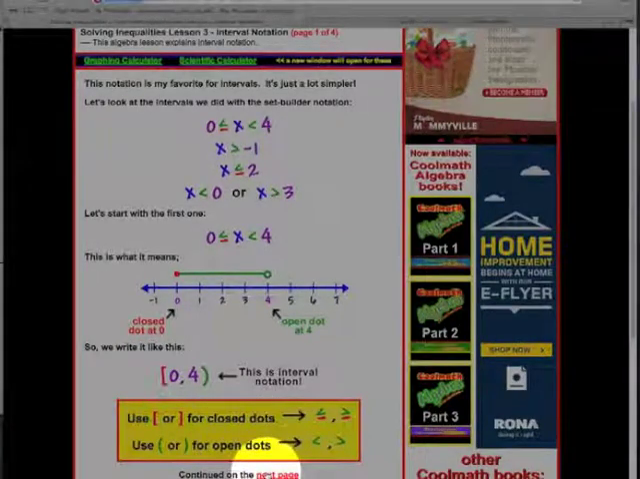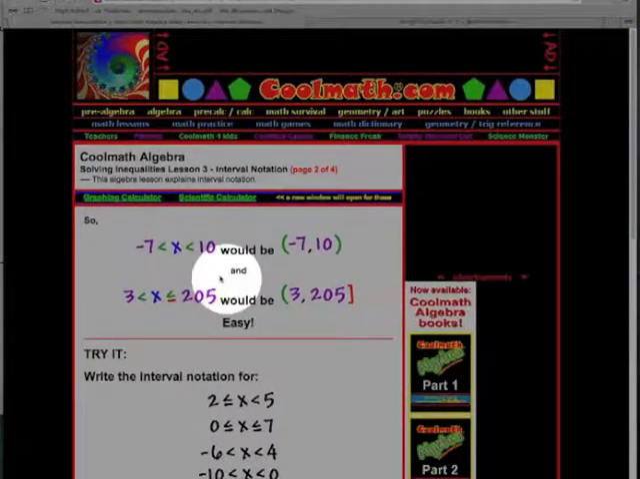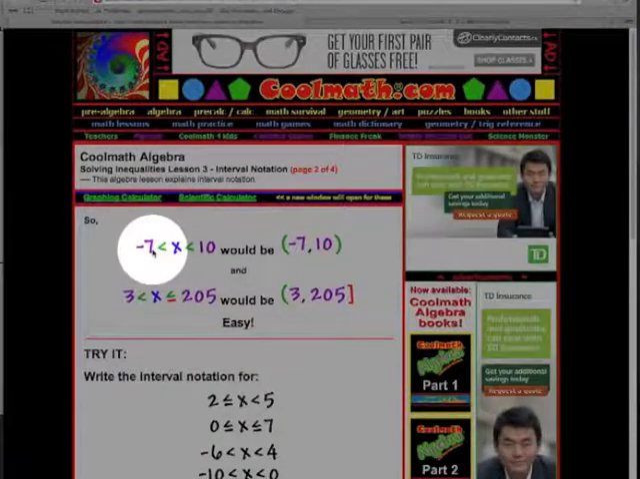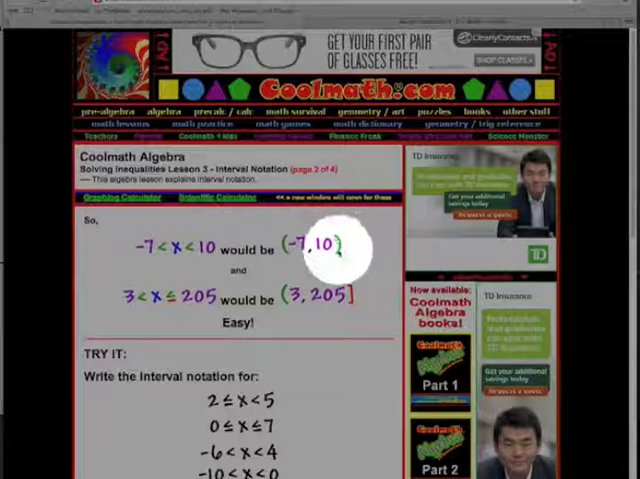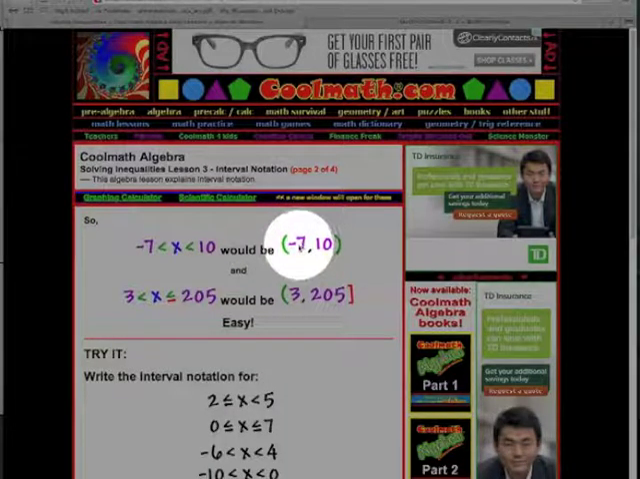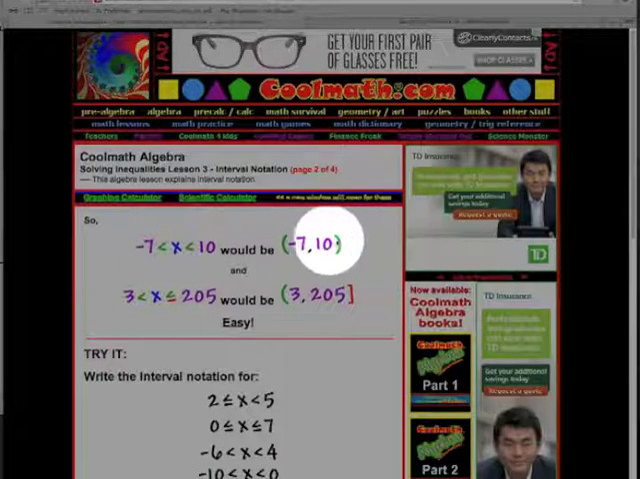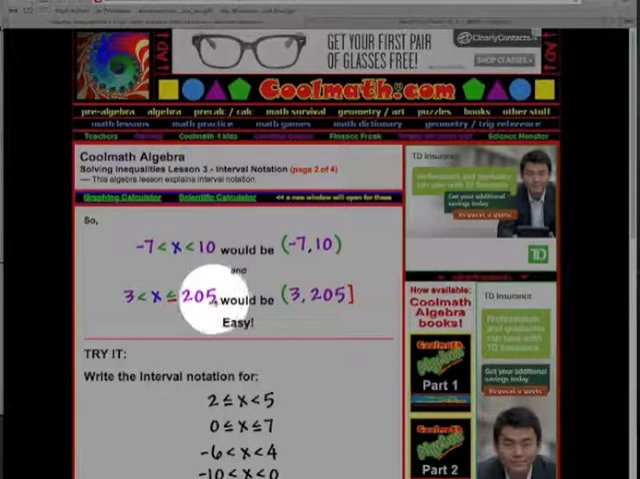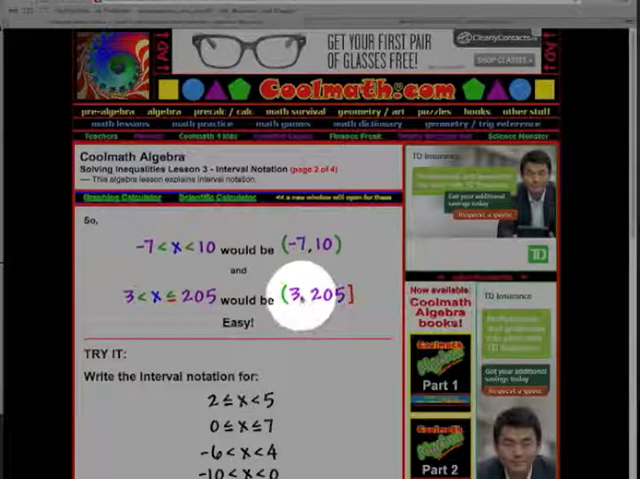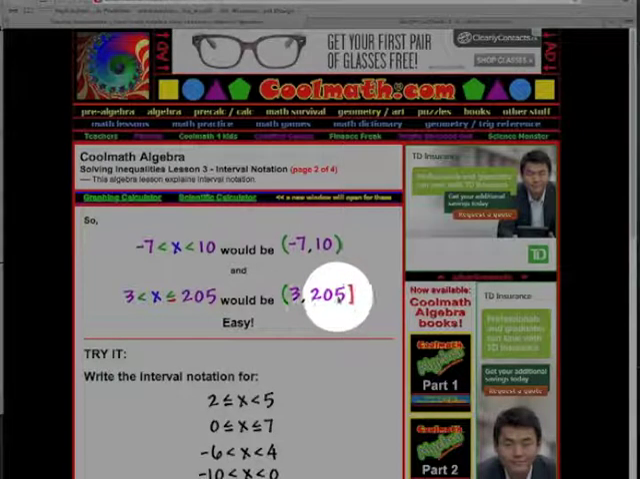So let's go on and look at one more example before we go on. So here you have x is greater than -7, less than 10. So this is going to look like rounded bracket, -7, 10, rounded bracket. So it's saying x is greater than -7, but less than 10. Right? Neither of these numbers are included, just all the numbers between them. But if we look at a different situation, x is greater than 3, less than or equal to 205, you'd write it like this. X is greater than 3 and less than or equal to 205, because you have the square bracket here.